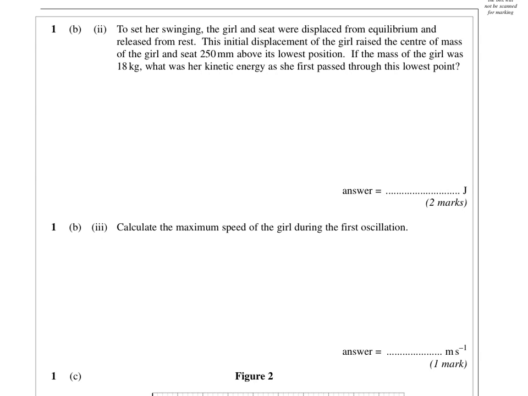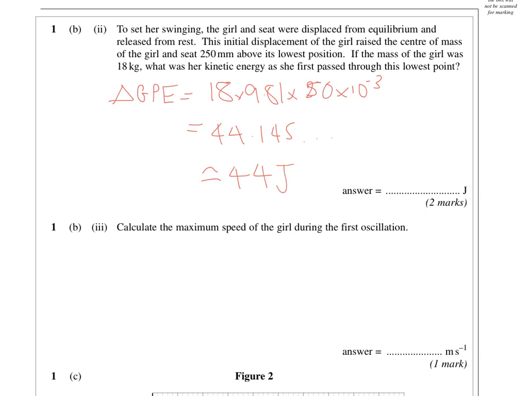So the change in the GPE, which would be converted into kinetic energy, is going to be the mass times 9.81 times the change in height, with the millimeters converted by 10 to the minus 3. That's going to give you the kinetic energy, so 18 times 9.81 times 250 times 10 to the minus 3 gives you 44.145. So it's just going to be 44 joules to two significant figures.